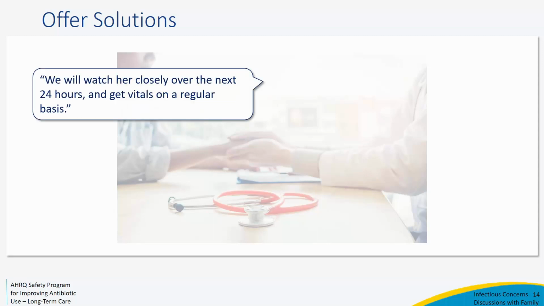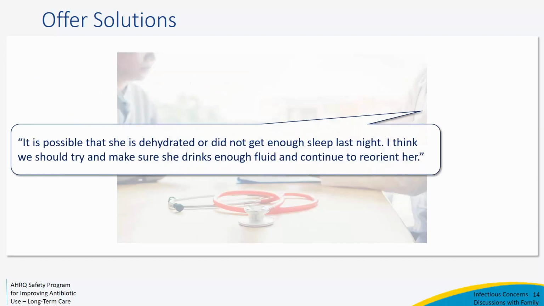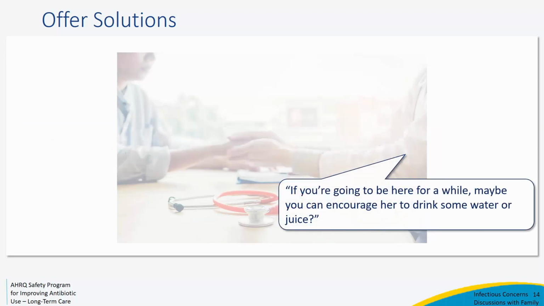We will watch her closely over the next 24 hours and get vitals on a regular basis. It is possible that she is dehydrated or did not get enough sleep last night. I think we should try and make sure she drinks enough fluid and continue to reorient her. You also engage the family members. If you're going to be here for a while, maybe you can encourage her to drink some water or juice. And end with reassurance that you'll be more responsive if there are changes that suggest a more serious clinical concern.